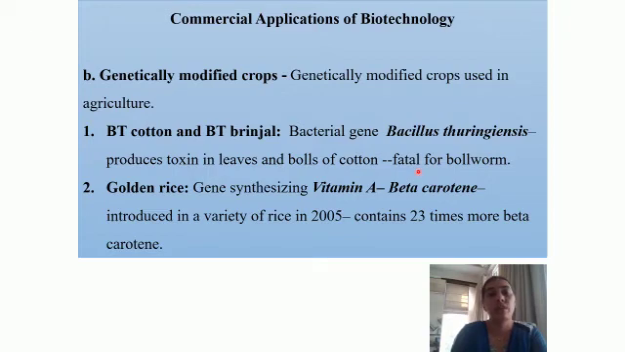But now with the formation of these genetically modified crops, the bollworm is going to be destroyed when it tries to eat the leaves or the cotton balls, because they contain the same toxin that is present in the bacteria Bacillus thuringiensis. So I hope you have understood this. What is BT cotton and BT brinjal? BT here in both the cases stand for the name of the bacteria Bacillus thuringiensis. So the gene that is coding for the BT toxin has been inserted into the cotton and brinjal plants.